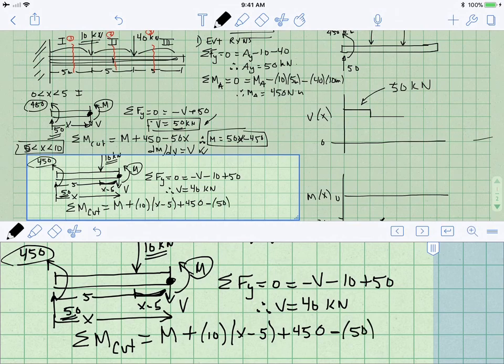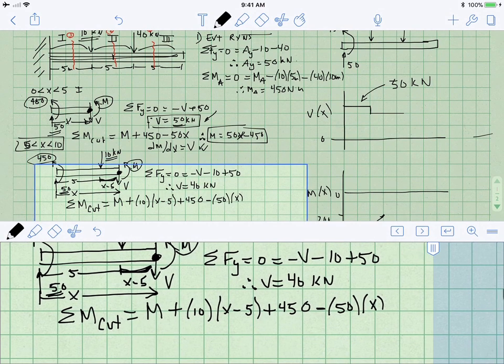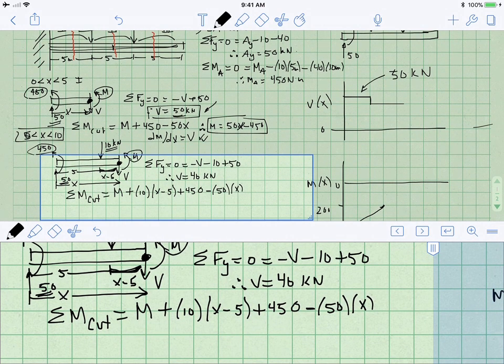What's the distance between that point and the cut? It's just x. So if we simplify that, what we see is that the sum of moments is of course all equal to 0. M is therefore equal to 50x minus 450 minus 10 times (x minus 5). It's sometimes tempting to expand all this out and solve it, and your calculator can do that for you, I guess, but it's actually sometimes easier to leave it together.